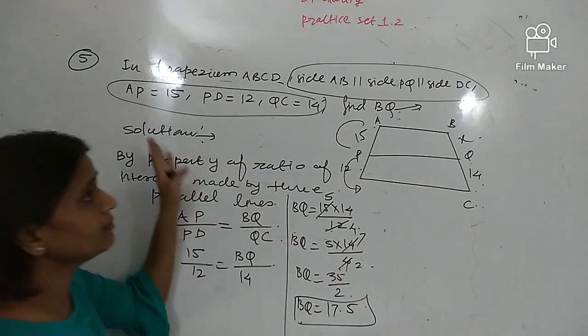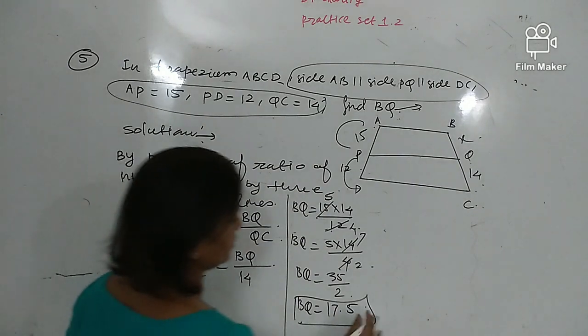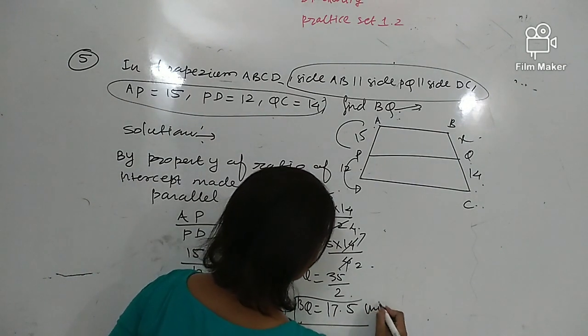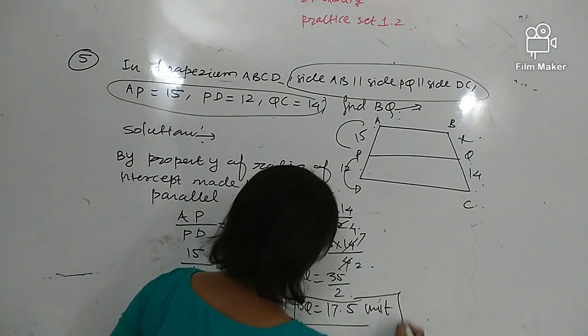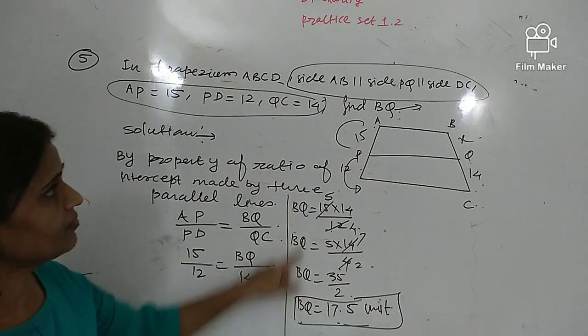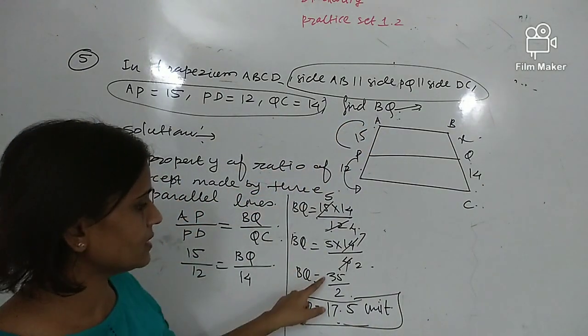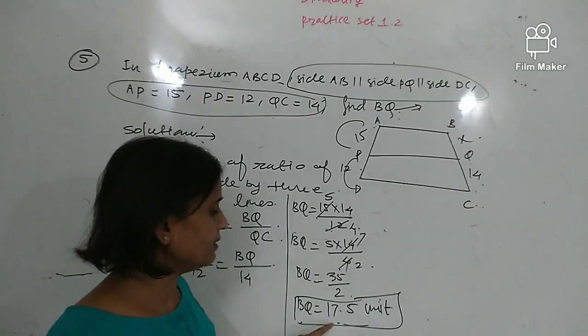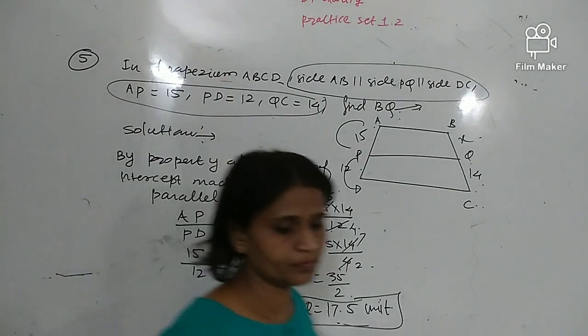And the unit is not given in the question, so you can just write here unit. So this is the final answer. Find the value of BQ. The BQ value is 35 by 2 or 17.5.